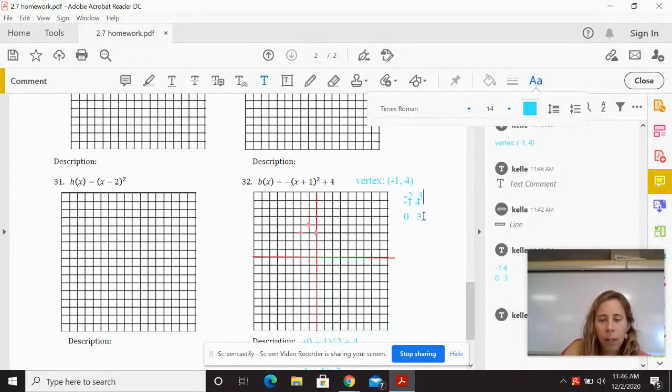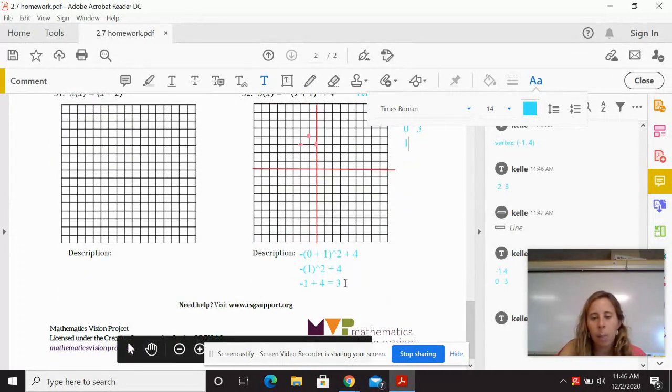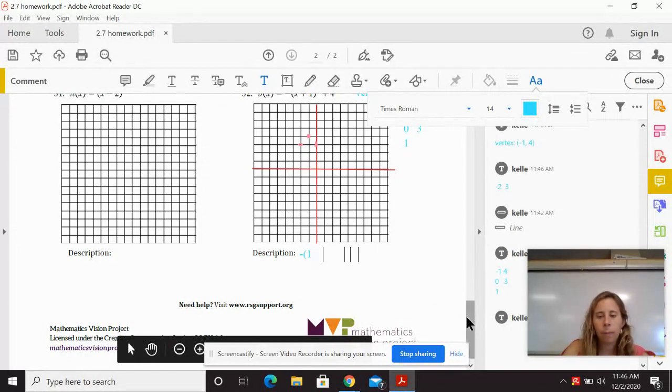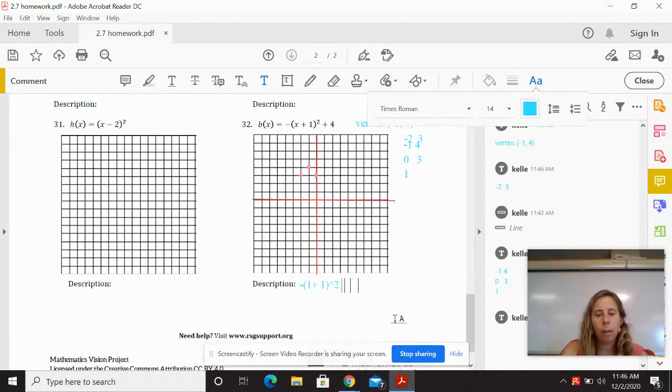Let's just keep going. So I did 0. Now I'm going to do when x equals 1, what is it? You would substitute 1 into your equation. Okay, negative, and now I'm going to substitute in 1. So 1 plus 1 squared plus 4.